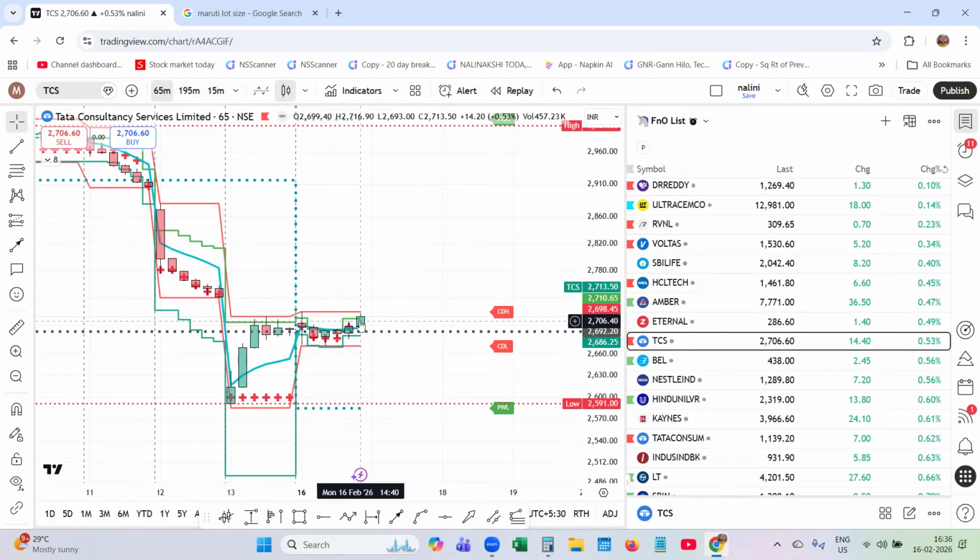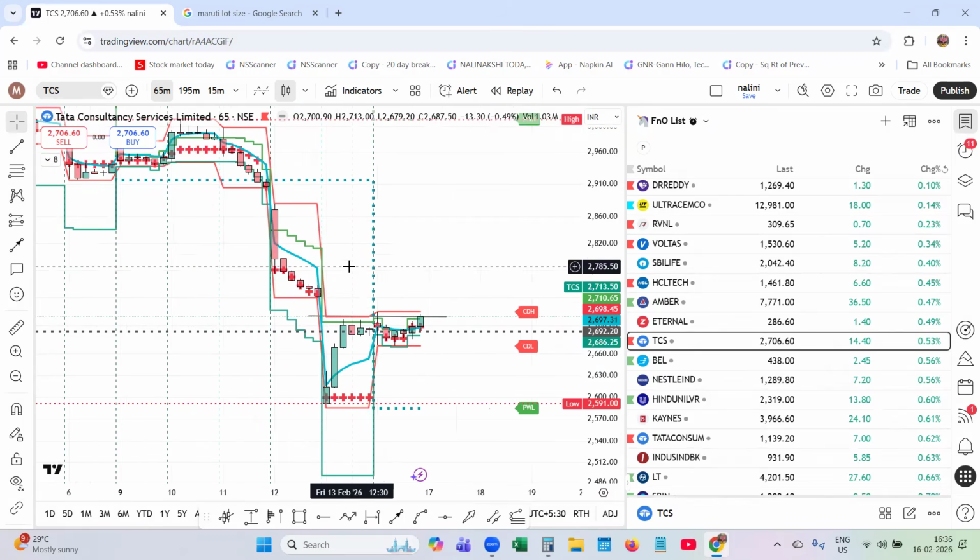price is trying to move above this boundary, today's boundary. The current day high is higher than the previous day high. That is one positive thing. So you need to keenly watch the price action for tomorrow, and then you can take the trade. You can keep TCS on your watch list.